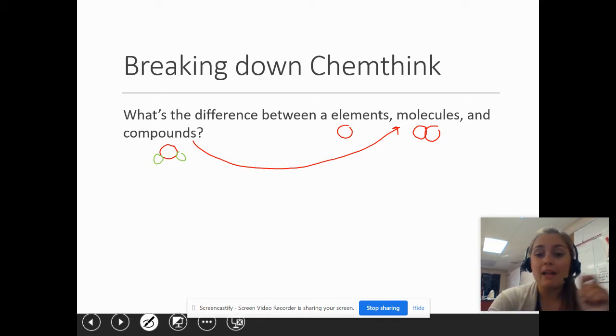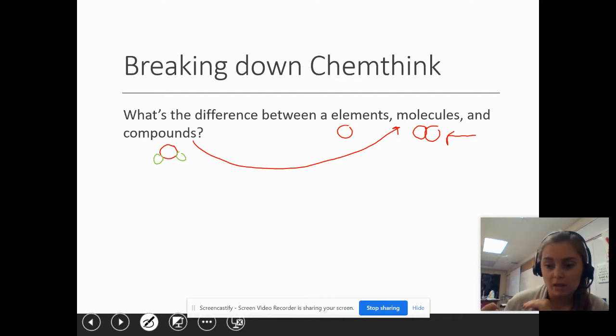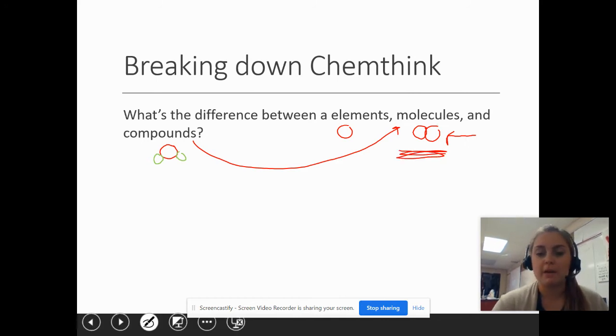We can have an element shown right here because we have the same type of atom. They are chemically bonded together. This is an element, and it's also a molecule. So the ChemThink had really great pictures and went into a lot more detail with that. I just wanted to sort of clear that up. And I want to talk about this situation right here.